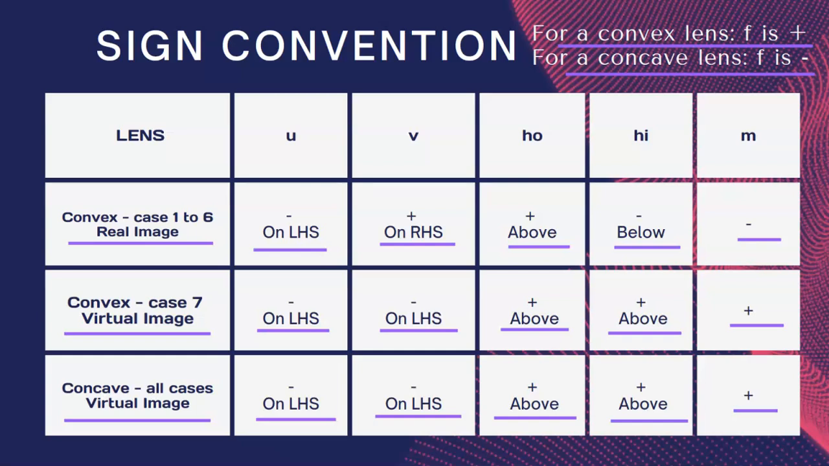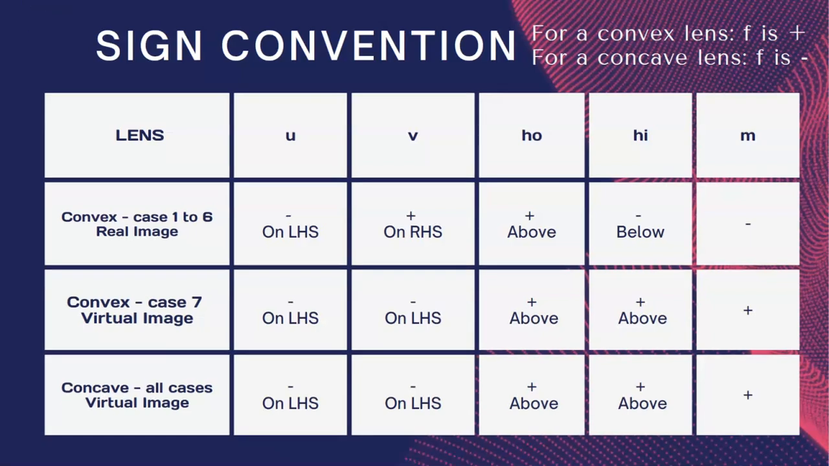So these are the sign conventions we are supposed to memorize before we start with numericals. Even if you do not memorize the table, it is better if you remember all the cases of the convex lens and the concave lens. That helps us to solve the numericals. Again, convex lens, case 1 to 6 give a real image that is on the right hand side. Case 7 gives a virtual image that is on the left hand side. Concave lens, both the cases give virtual image which is again on the left hand side.